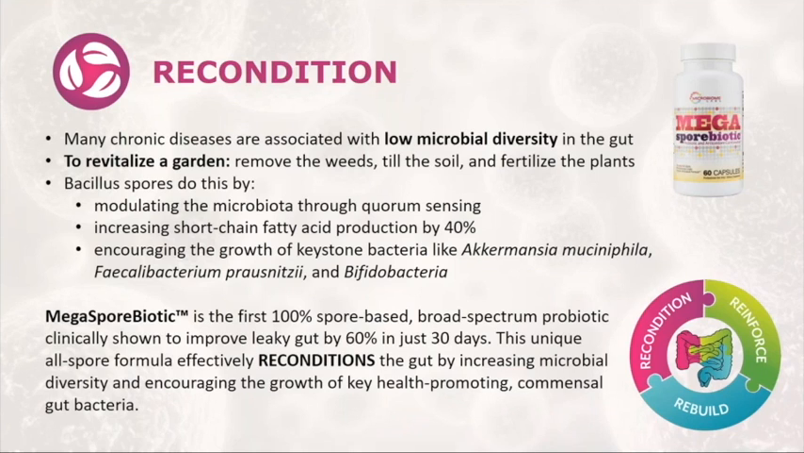And they encourage the growth of these very helpful bacteria that I mentioned earlier that were my favorites: Akkermansia, Faecalibacterium, and also Bifidobacteria. And so Megaspore Biotic is the first 100% spore-based broad-spectrum probiotic that has been shown clinically to improve leaky gut by 60% in just 30 days. It's a unique all-spore formula that effectively reconditions the gut by increasing the diversity and encouraging the growth of key health promoting commensal gut bacteria. And so this is how we recondition the gut.